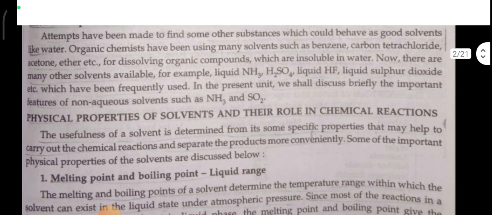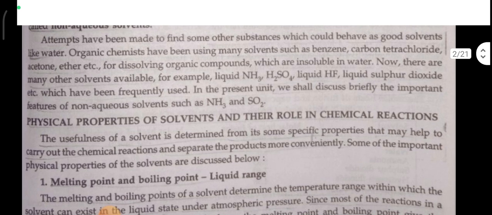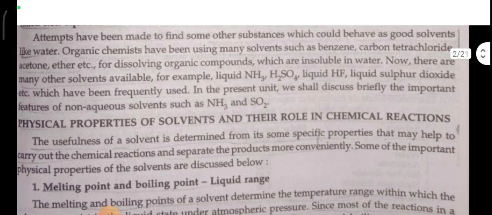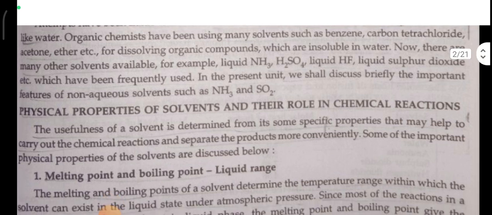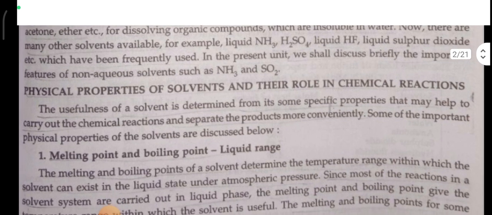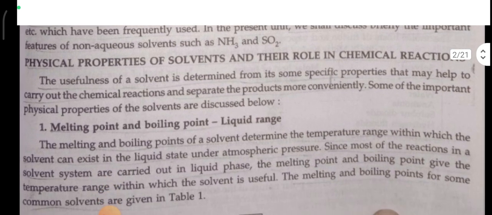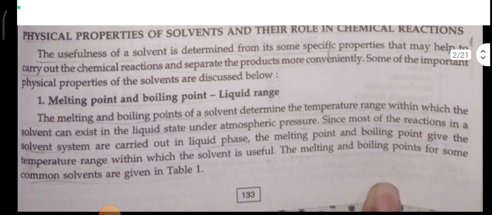The organic chemists have been using many solvents such as benzene, carbon tetrachloride, acetone, and ether for dissolving organic compounds which are insoluble in water. There are many other solvents available, for example liquid ammonia, H2SO4, liquid HF, liquid sulfur dioxide, etc., which have been frequently used. In the present unit, we shall discuss briefly the important features of non-aqueous solvents such as ammonia and SO2.